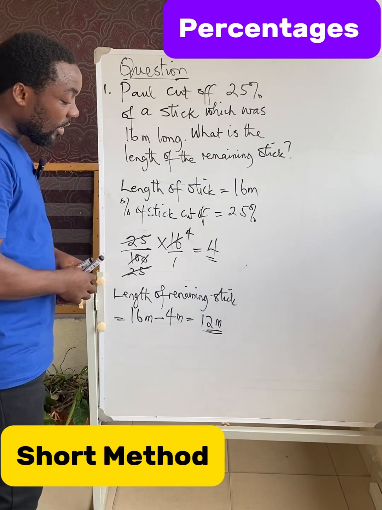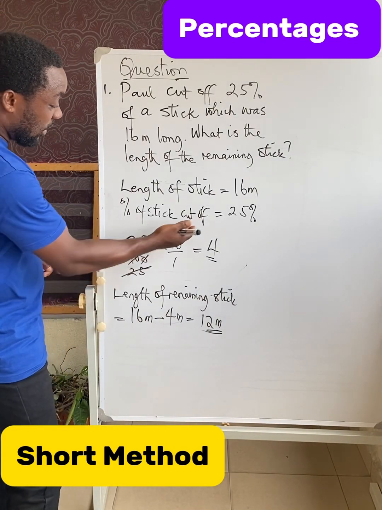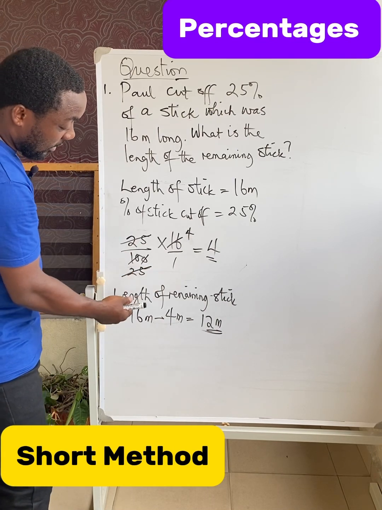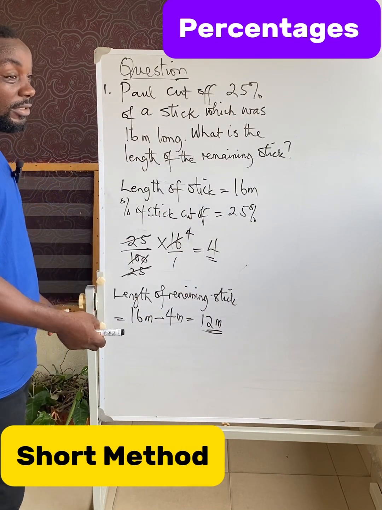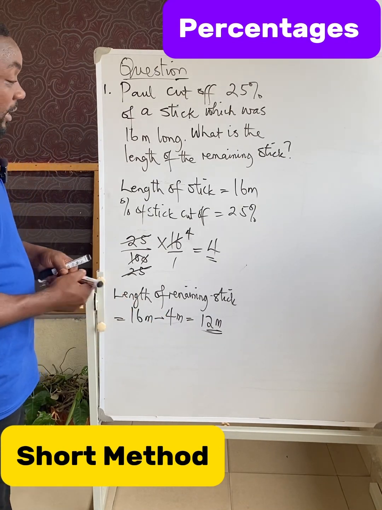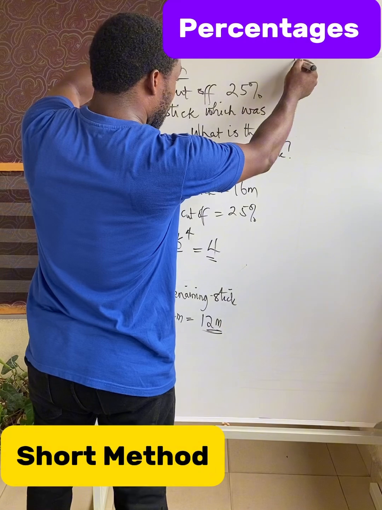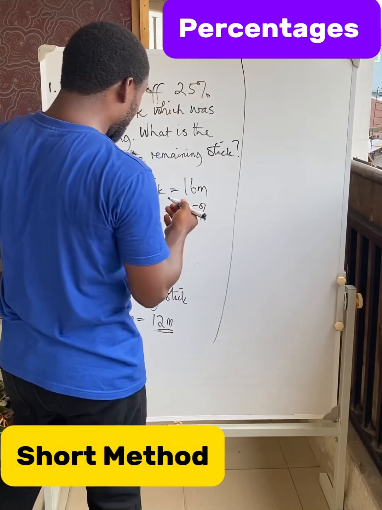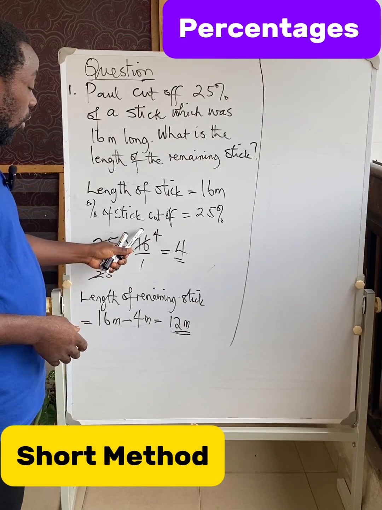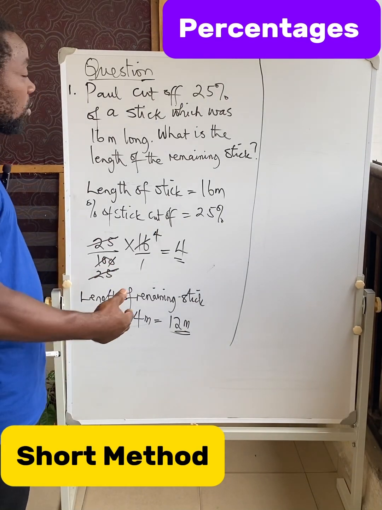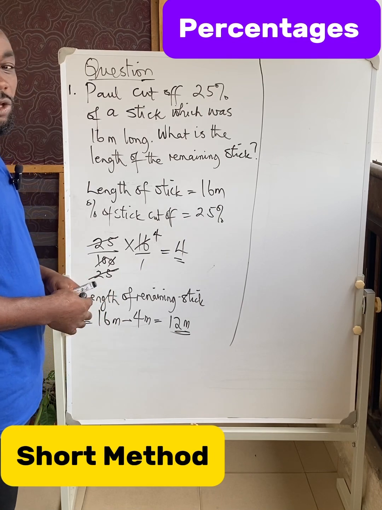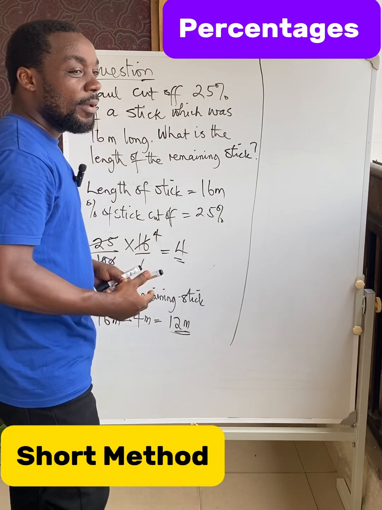So we have to find 25% of the stick to know the actual size of the stick cut. Then we subtract it from the original size of the stick or length of the stick, and we got 12 meters. This is the long method. The shorter method, you don't have to first find the length of stick cut off. You just find the length of the remaining stick. And how do you do that? You use the remainder method.